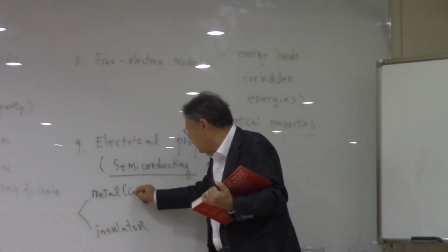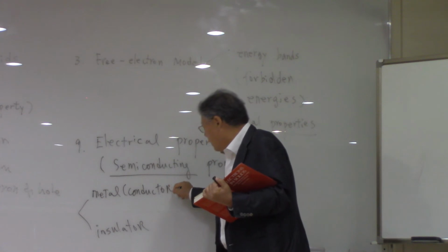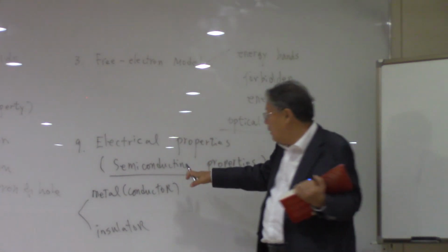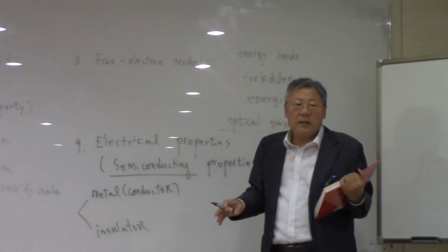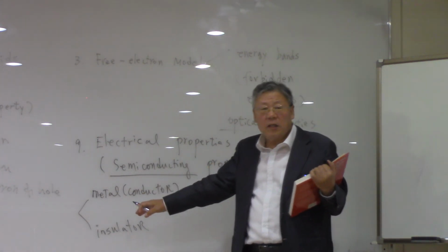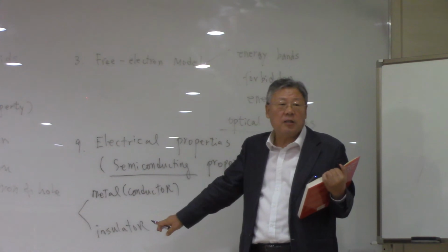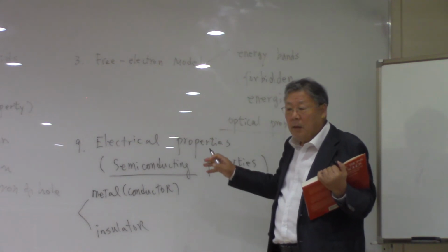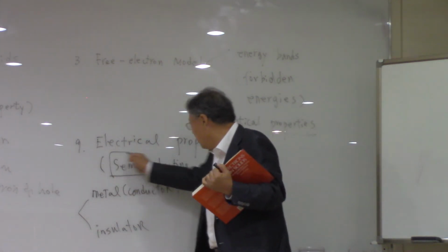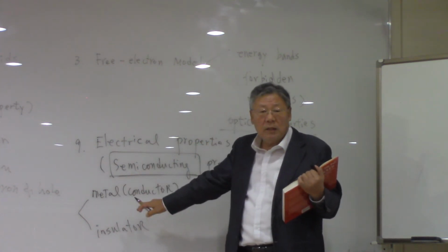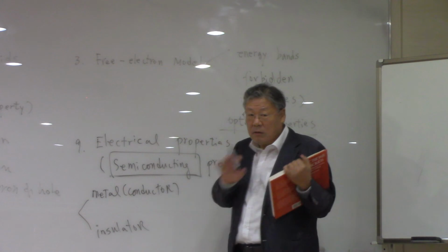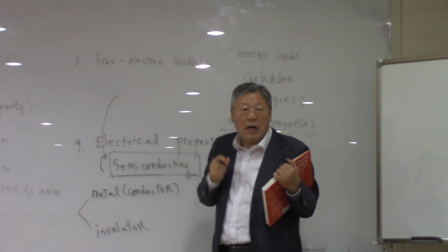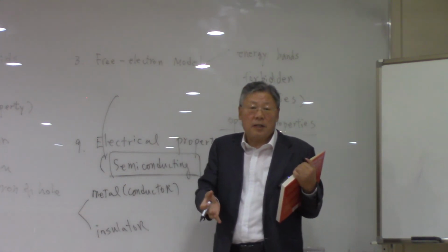Metal we just call the conductor, right? And people usually misunderstand the semiconducting properties as being in between, that the conductivity is in between metal and insulator. That is a definition of a semiconducting nature. But that's not true. Semiconducting doesn't mean in between; the conductivity can be controlled by our will. That is the definition of semiconducting properties.